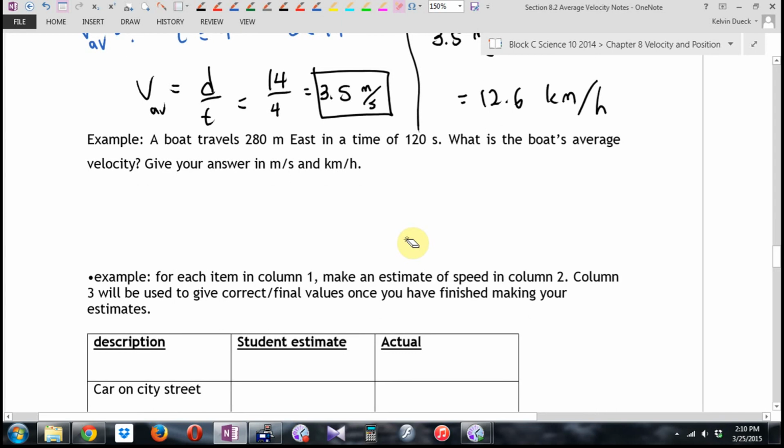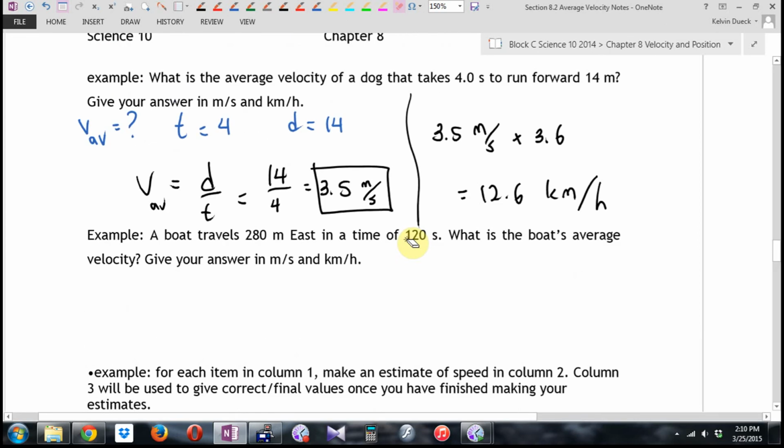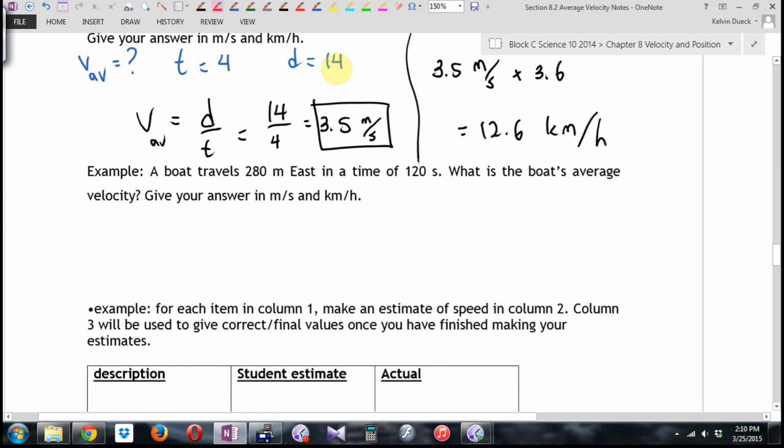A boat travels 250 meters east in a time of 120 seconds. Now, here, can you all look up, I should have said average speed, because I didn't give you a direction. Here, I'm asking for the average velocity, because there is a directional component. I think our direction is going to be east.